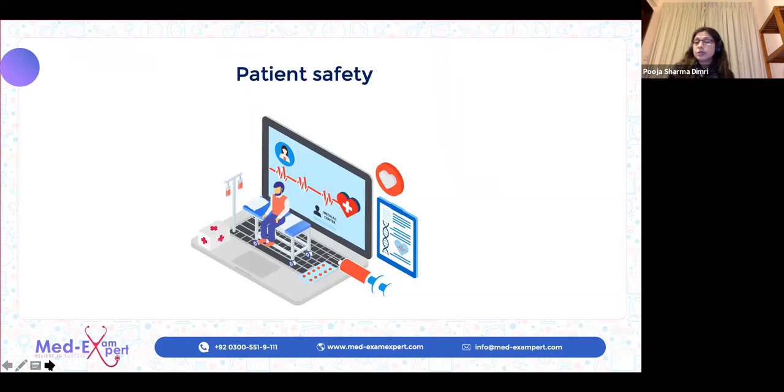When you're examining the patient, you say that I would like to examine you in the presence of a chaperone. Whether it's a male or a female doctor, doesn't matter. It's very important to have a chaperone. This is ensuring patient dignity, which also forms a part of patient safety. When you are seeing an obstetric case, ask about blood group, okay? Because if it's Rh negative, the management will be different. So that also comes under patient safety.